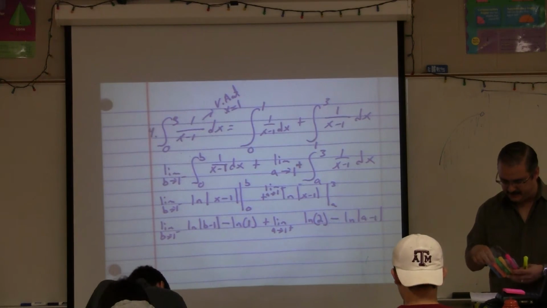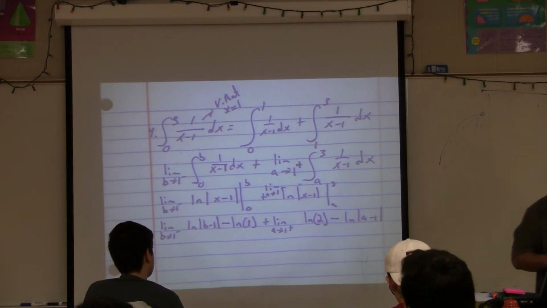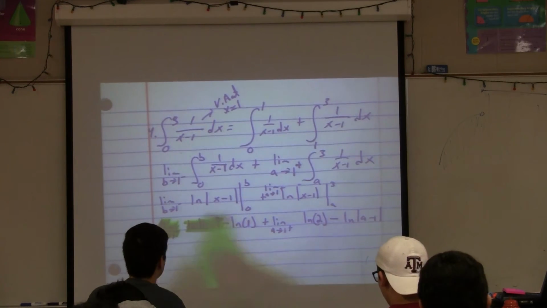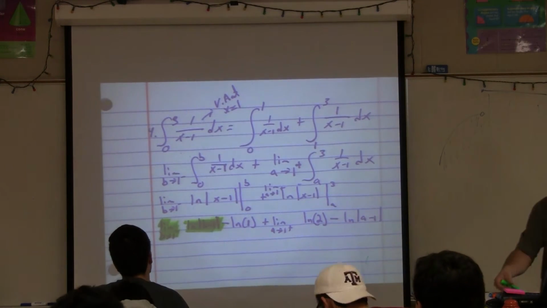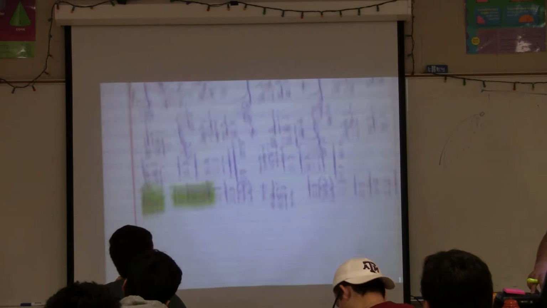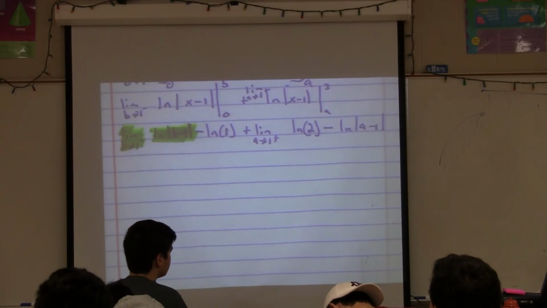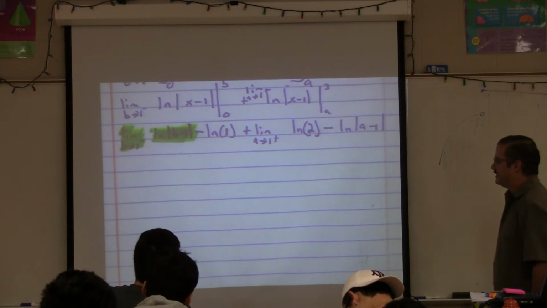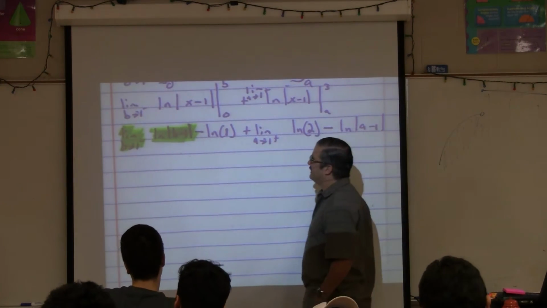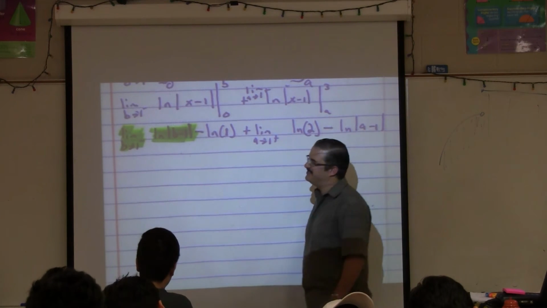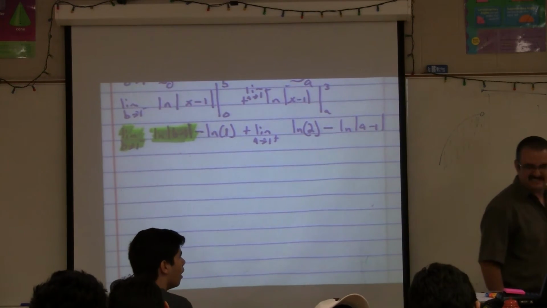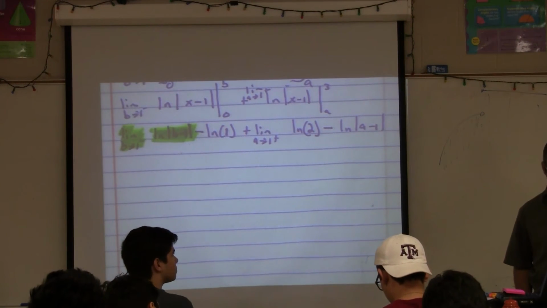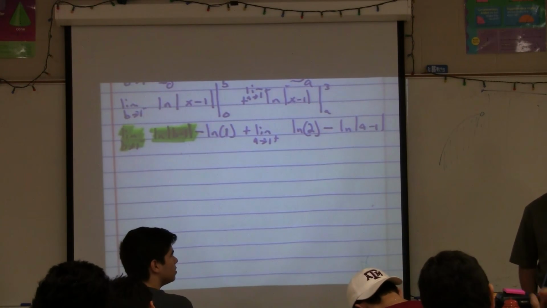Alright, so now we gotta do these two limits. So this first one is only gonna affect this part, right? So let's see if it works by just substituting. 1 minus 1 is 0, ln of 0? Not good. Negative infinity?